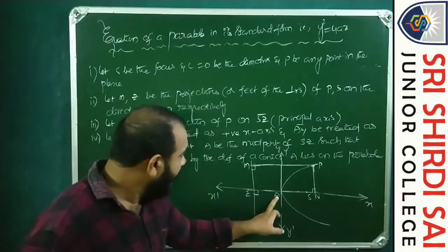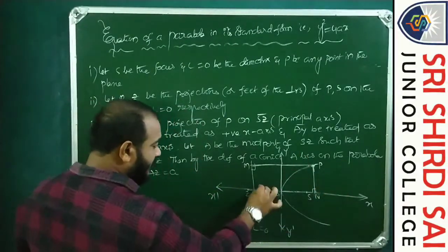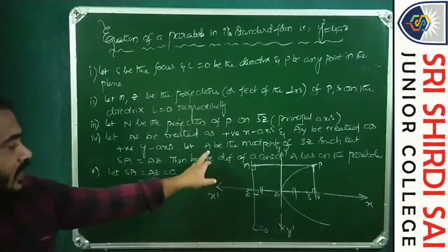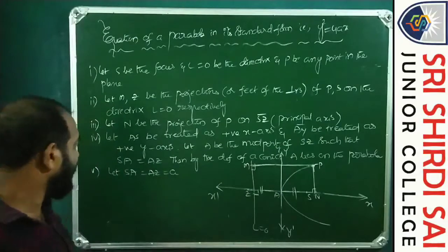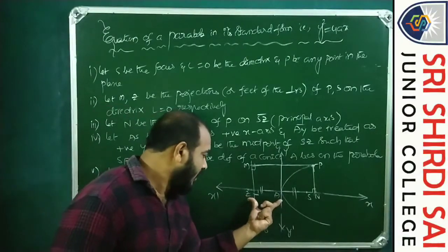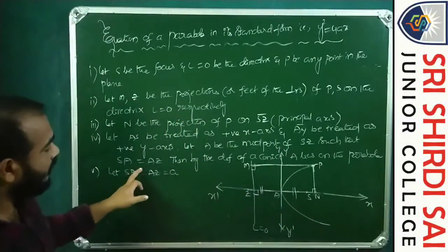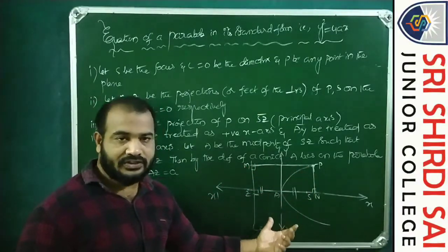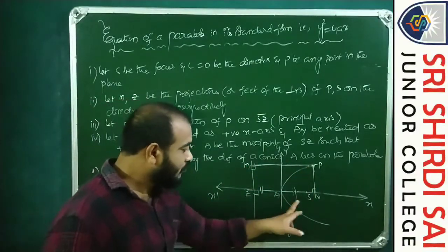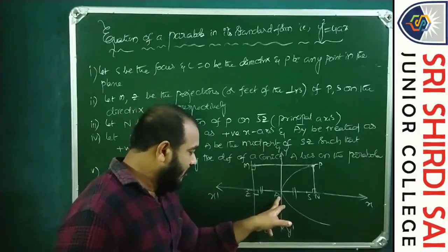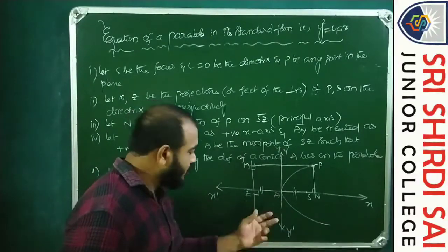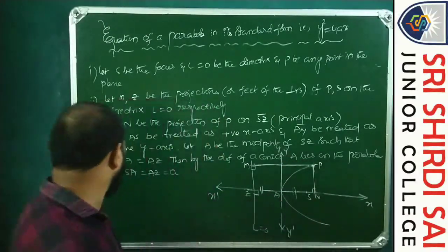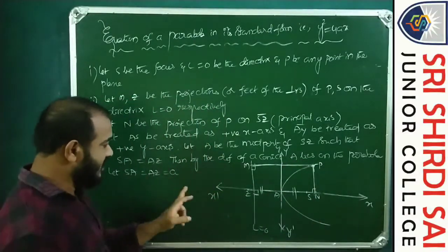Let A be the midpoint of SZ. That means this and this are equal. A is the midpoint of SZ, such that AZ is equal to AS. Then by the definition of a conic, its distance from a fixed point is equal to its distance from a fixed line. So if it is so, then A lies on the parabola. Let SA equal AZ equal a.